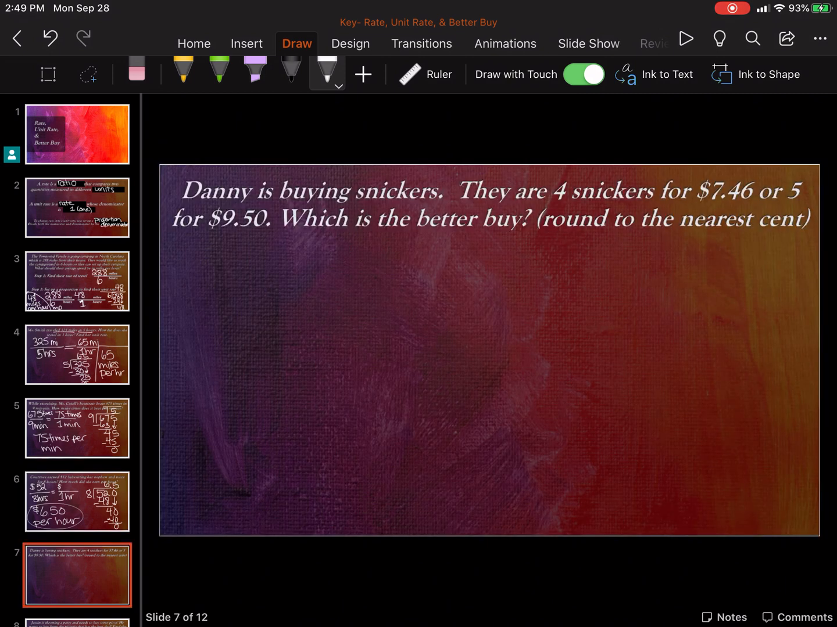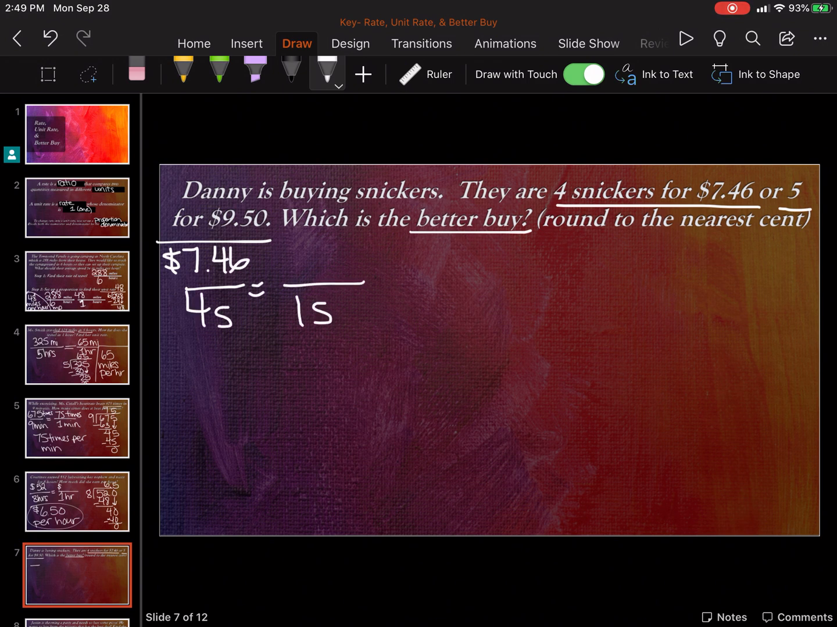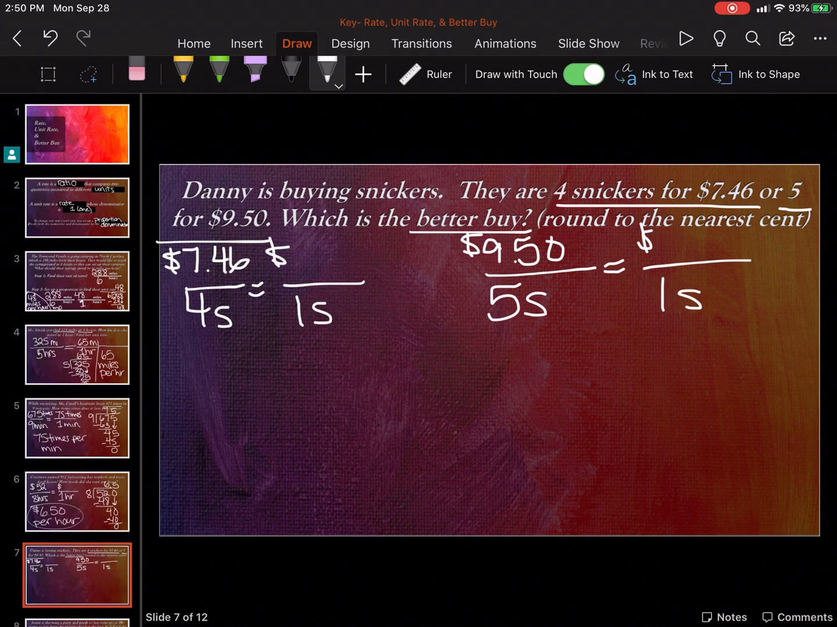Okay, Danny is buying Snickers. There's 4 Snickers for $7.46 or 5 for $9.50, which is the better buy? Better buy just means the cheapest. Okay, so find the unit rate for both, then figure out which one is less. So $7.46 for 4 Snickers equals how much for 1 Snickers? $9.50 for 5 Snickers. How much is it for 1 Snickers? Okay, we're going to cross multiply and divide.